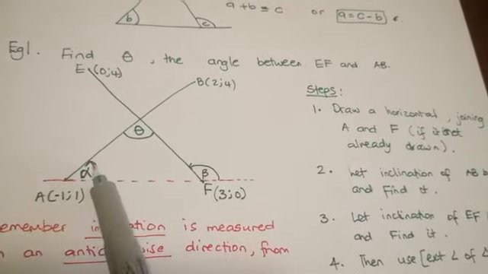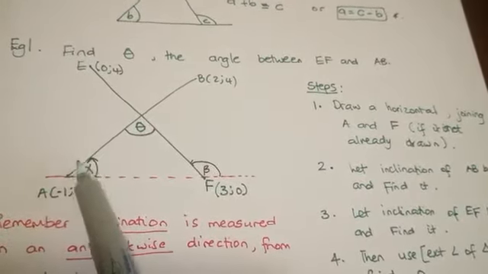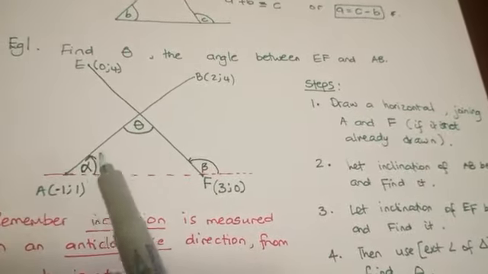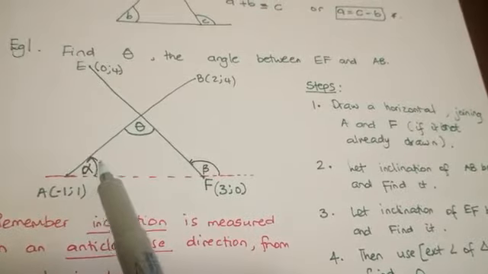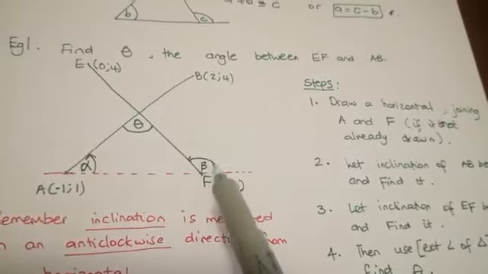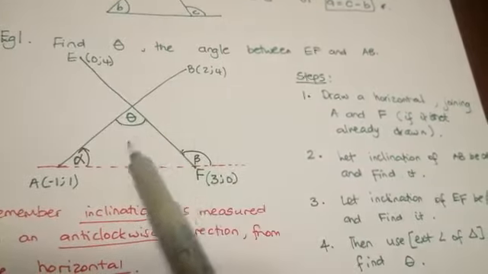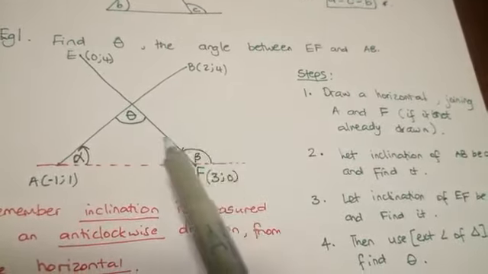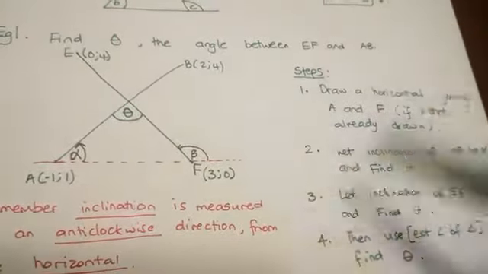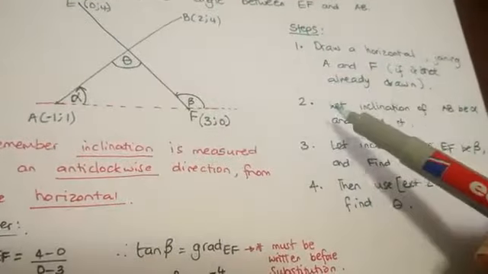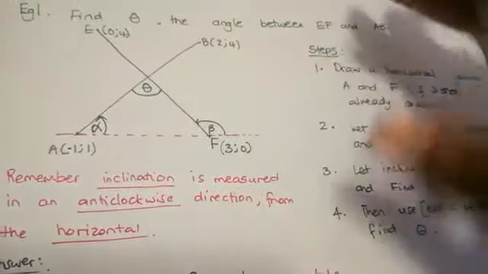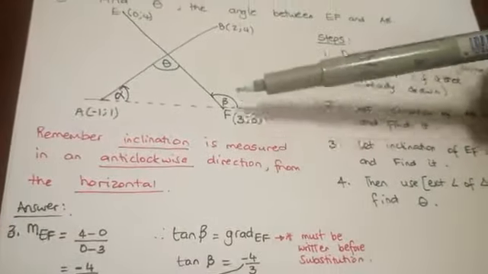And then you let alpha, remember inclination is measured from the horizontal in an anti-clockwise direction. So you let alpha be the inclination of the line AB, and you let beta be the inclination of EF. So alpha and beta are not going to be on the diagram. You have to now include them for yourself. That's why you have to use this 'let', so that it will assist you in finding the angle.